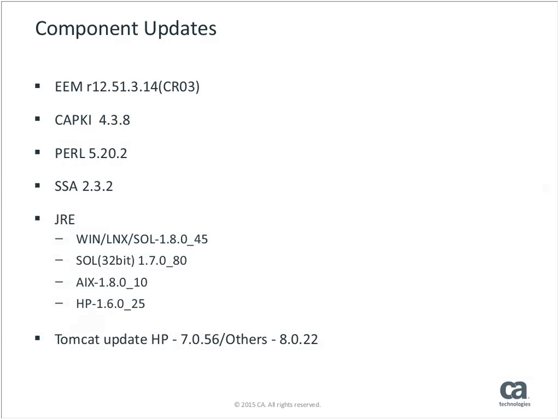These are the components that we have updated as part of SP2 EM. This is the latest version of EM that is available, which is R12.51.3.14 CR3, CAPKI 4.3.8. In the same way, we have updated Perl, SSA, JREs, and Tomcat.